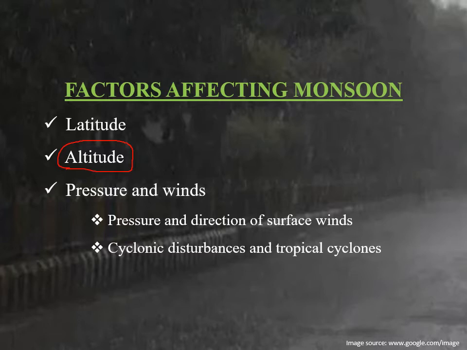And the third factor is the pressure and winds. As I already told, pressure and direction of surface winds play an important role, and depending on the variation in pressure and which hemisphere it is occurring in, the cyclonic disturbances, the tropical cyclones, will play a huge role in the directional shifting of wind to bring monsoon in the continental landmass areas.